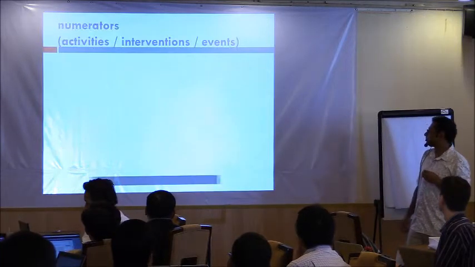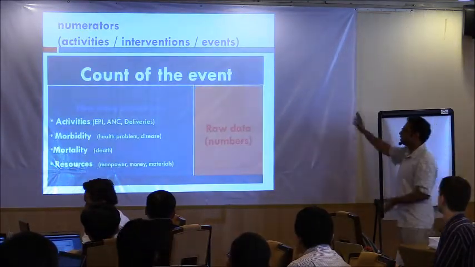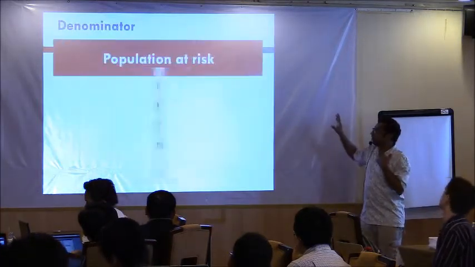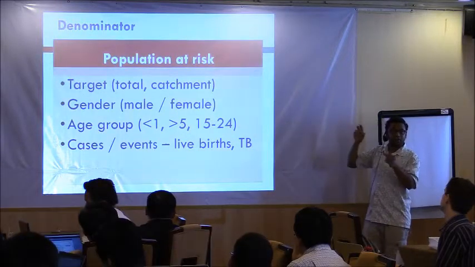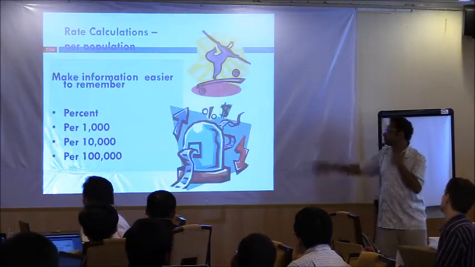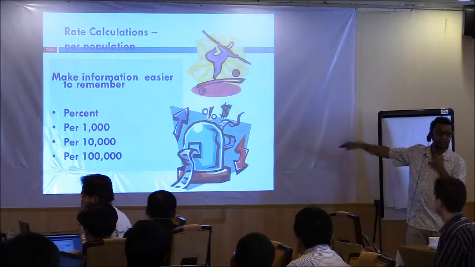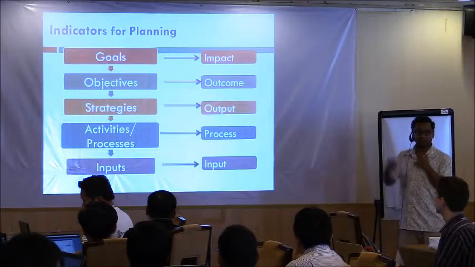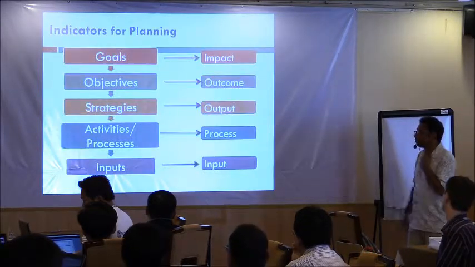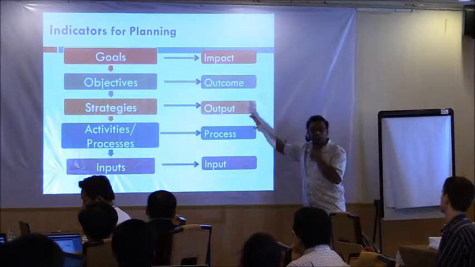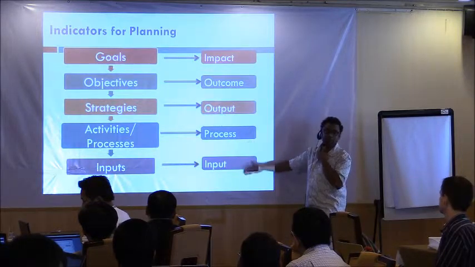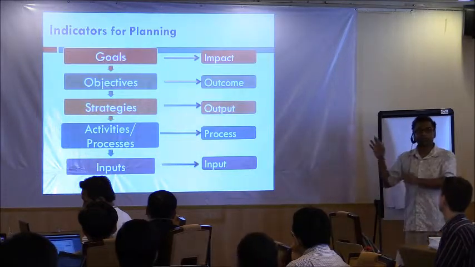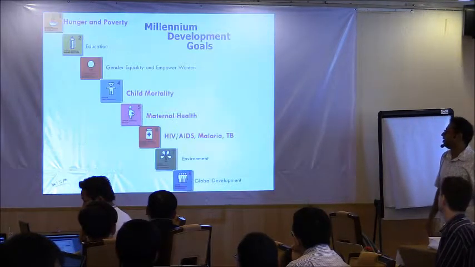The next one. The numerator is just a count, always a count of an event. Skip this one. The denominator is also a population at risk or target population, and the factor is percentage in this case. I'll leave the slides, you can have a look. I don't want to get into too much detail on this one. You have goals, objectives, and other things, and based on that you have different indicator types. Otherwise we'll spend a lot of time.